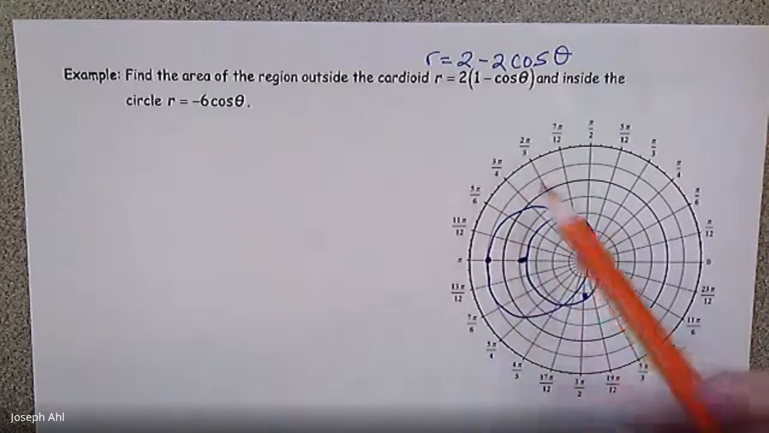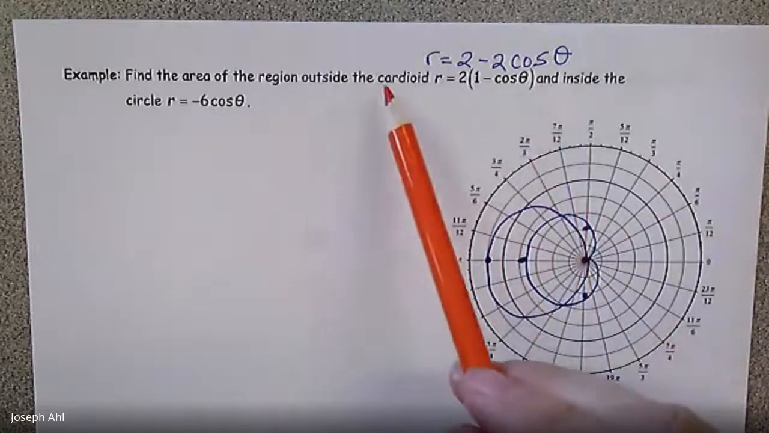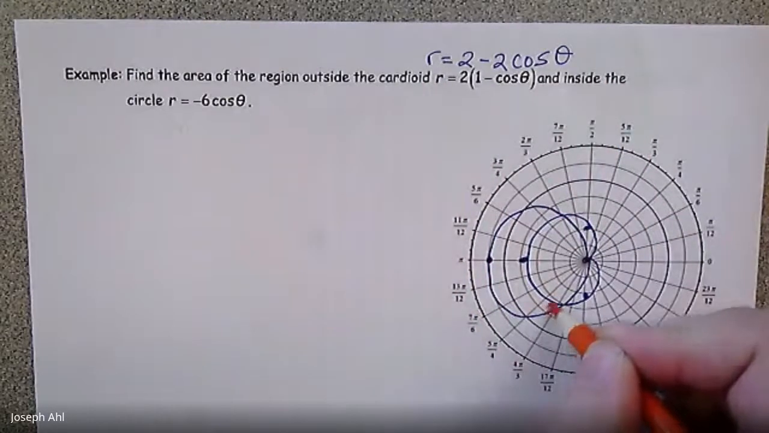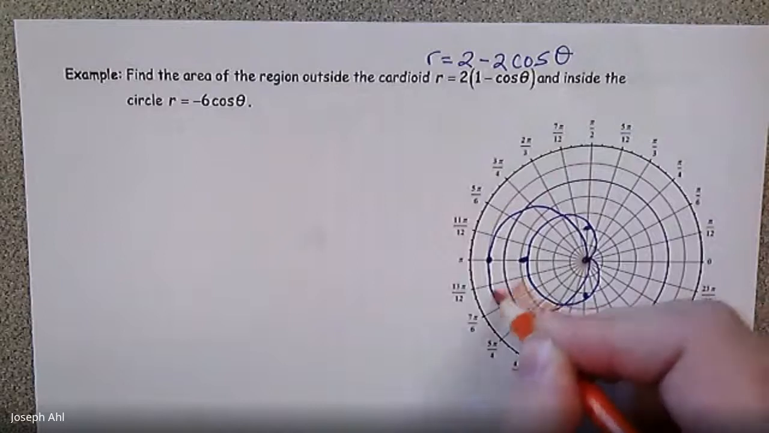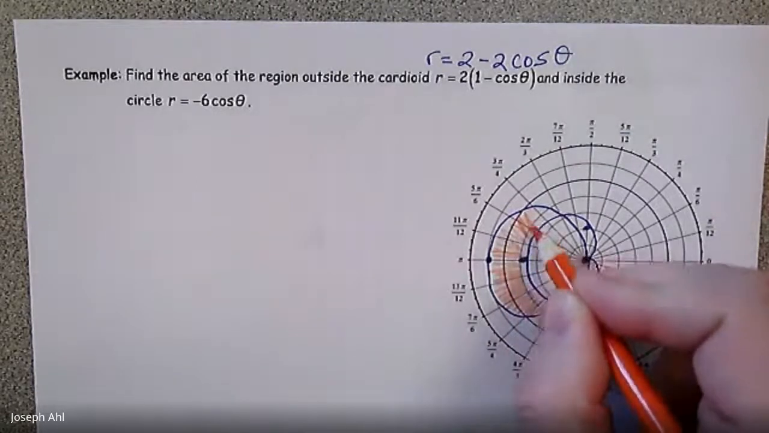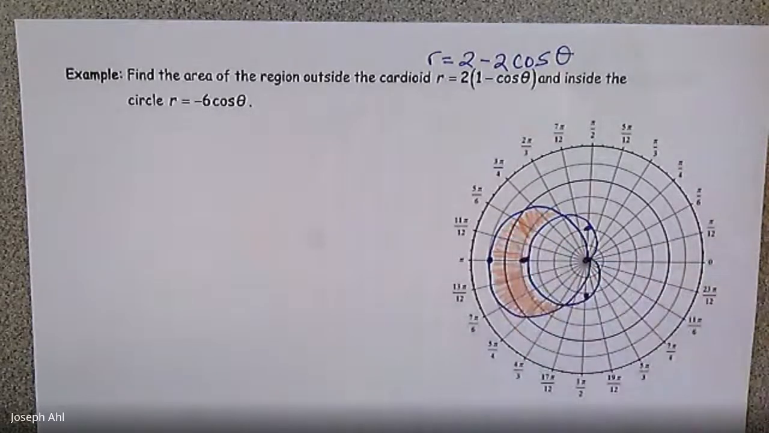And what we're looking for is, now that I have the cardioid sketched with the circle, we want the area of the region outside of the cardioid, but inside the circle. So hopefully you can see that that's this region here. And shade all of this in. Okay. So what do we want to find? We want to find that shaded region.